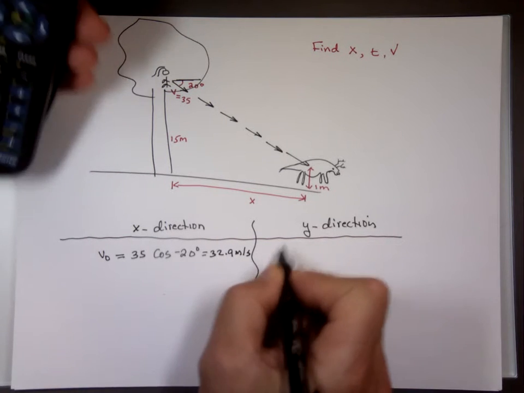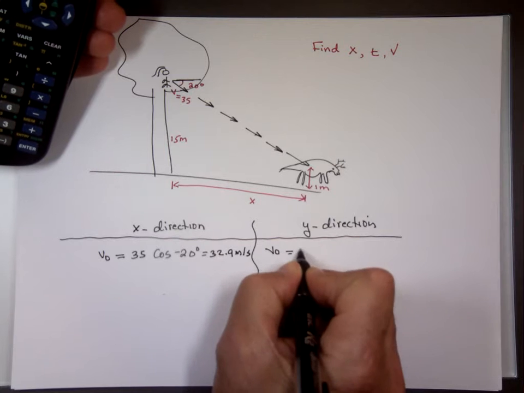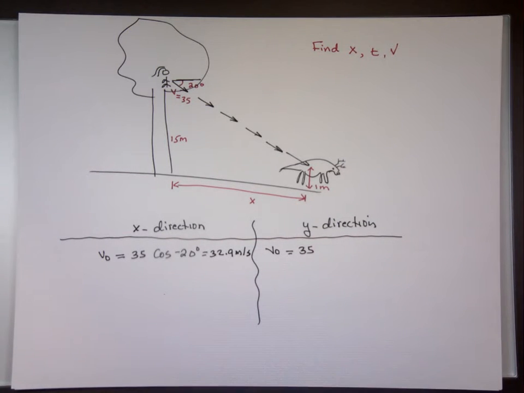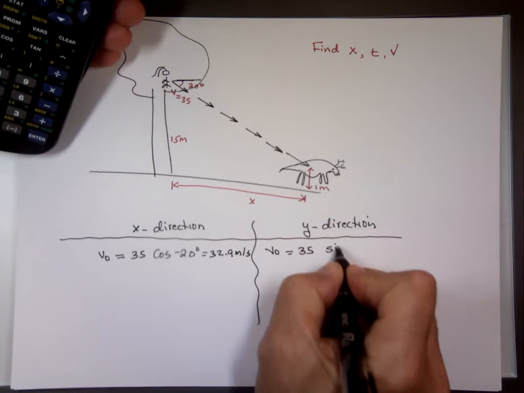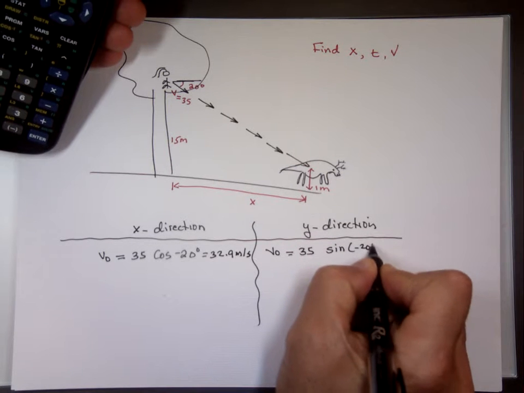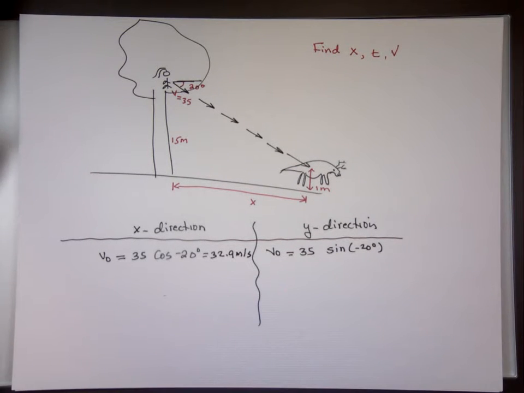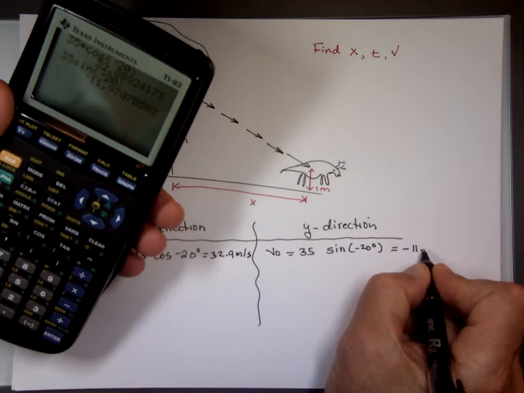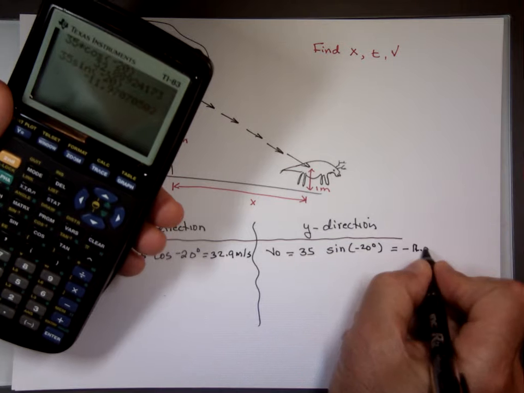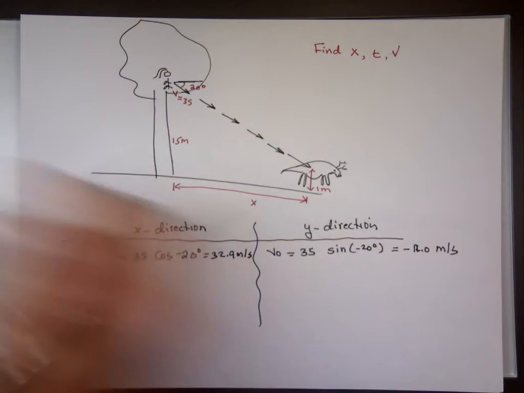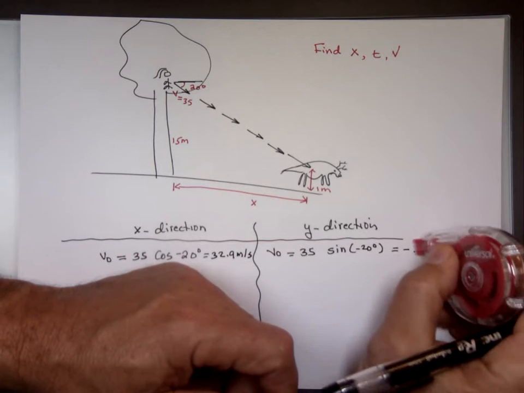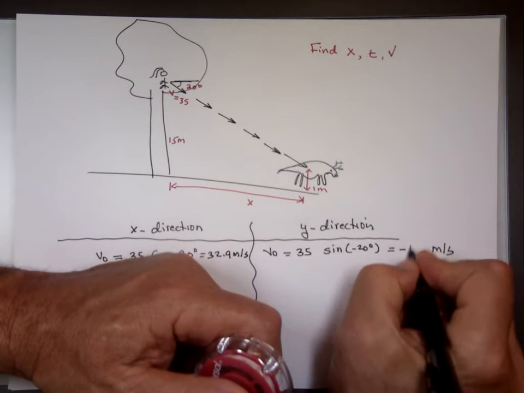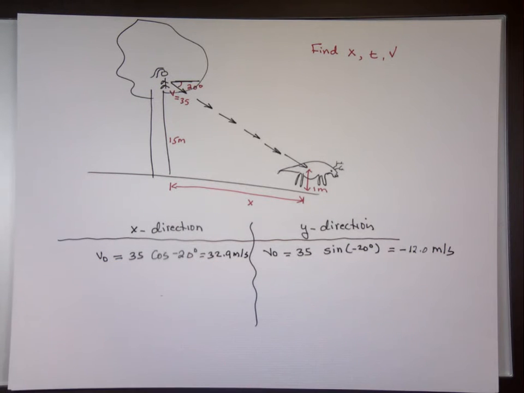But in the y direction, it will make a difference if you use positive versus negative, because if you use positive, you're assuming the arrow was shot up in the air and it came down. So it's 35 sine negative 20. So it's negative 11.97, about 12. We'll say 12. It's negative 11.97. That's 12.